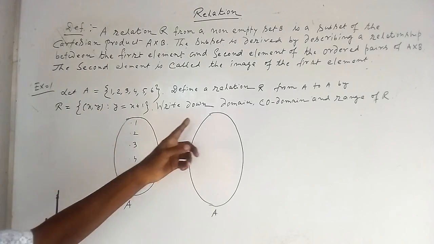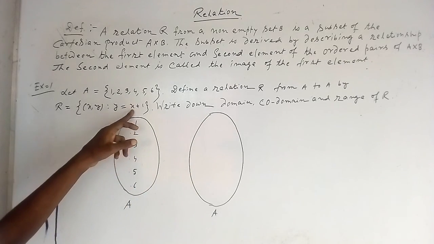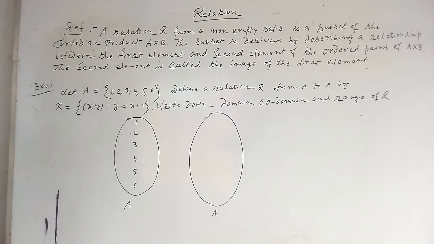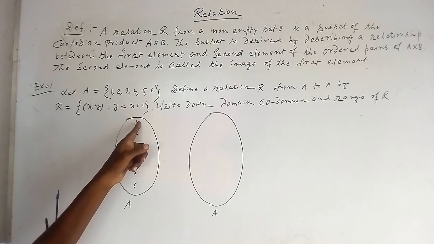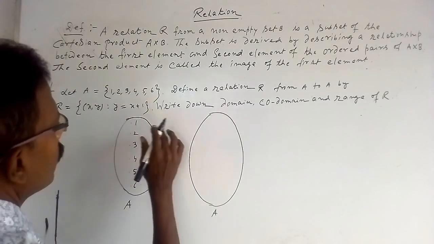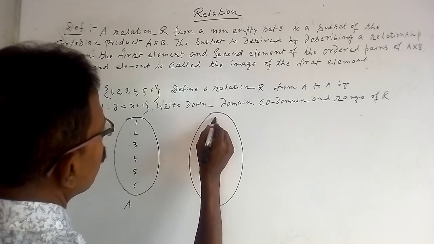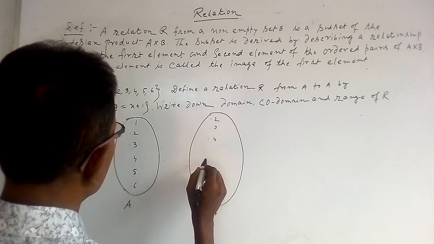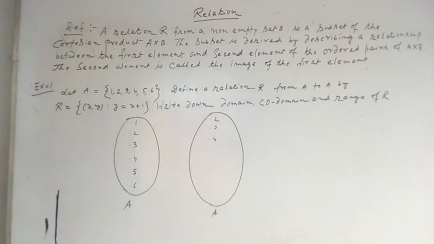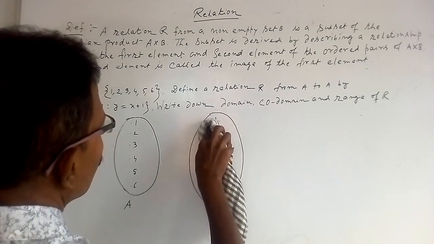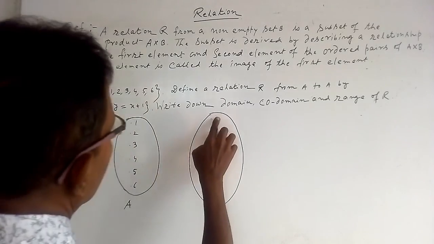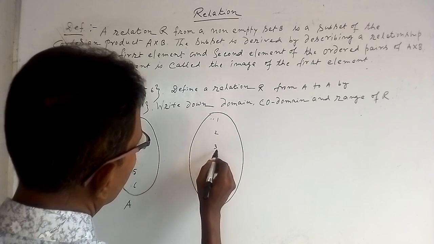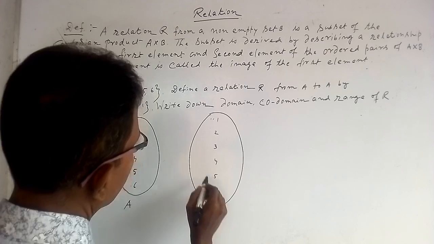Now, 1 goes to which element? If you put x is equal to 1 in this relation, then you will get y is equal to 2. That is, y is always 1 more than x. That is, 1 maps to 2, 2 to 3, 3 to 4. Set A is also denoted by 1, 2, 3, 4, 5 and 6.